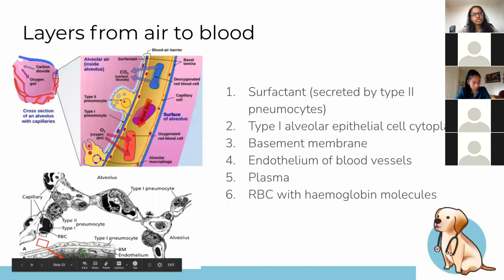Okay. This slide is just going through the layers of what you would pass through when you go from the air, or the lumen of the alveoli, to the blood. Note that this is going to be super thin, even though it kind of looks thick in this diagram. It will be super thin because your air needs to diffuse through this quite quickly, so you don't pass out and you don't get hypoxia.